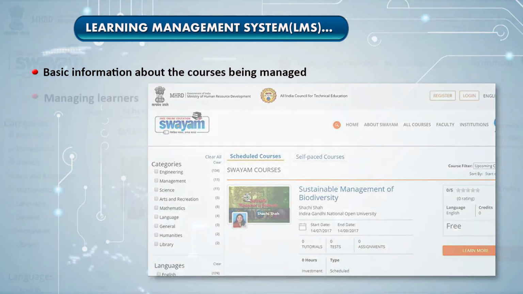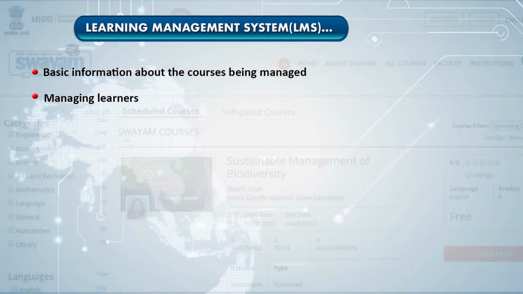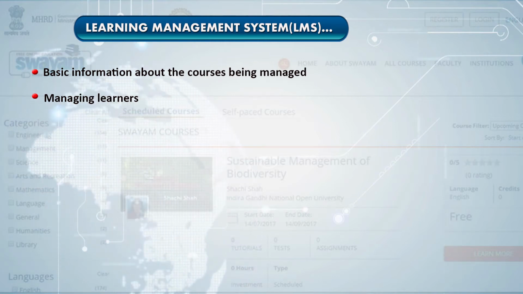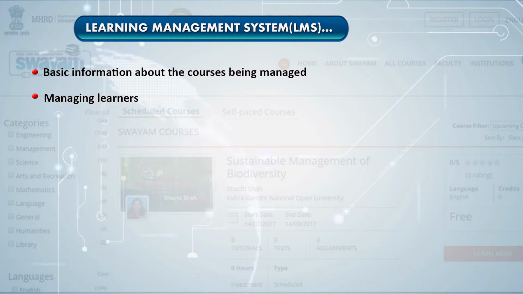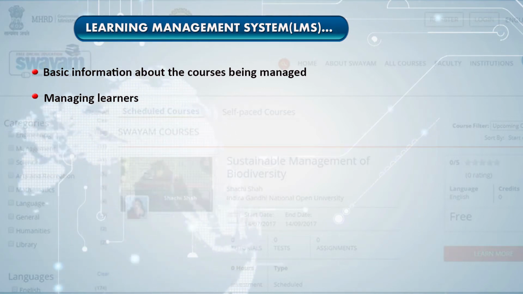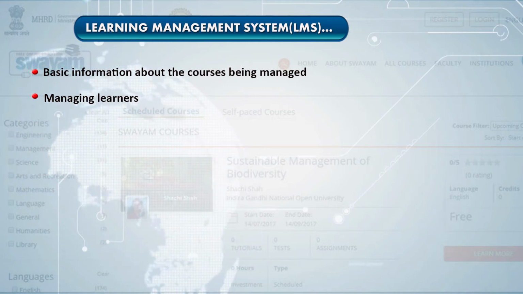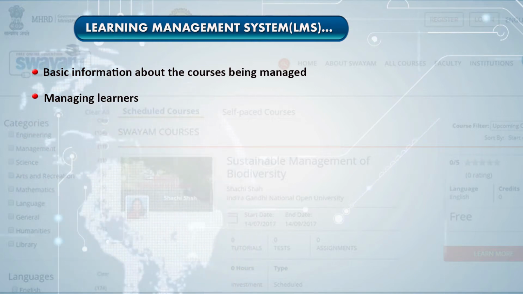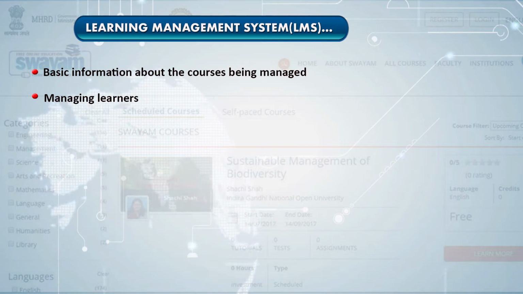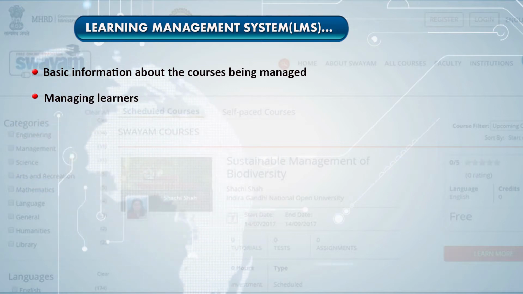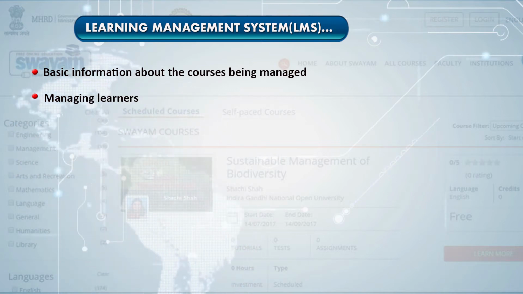Then the second thing boils down to managing learners. Once you register in a particular course, it is the responsibility of the learning management system to control your basic things like username, password, if changes are needed in the password, or if you have forgotten your password. So, all those things are controlled by the learning management system.